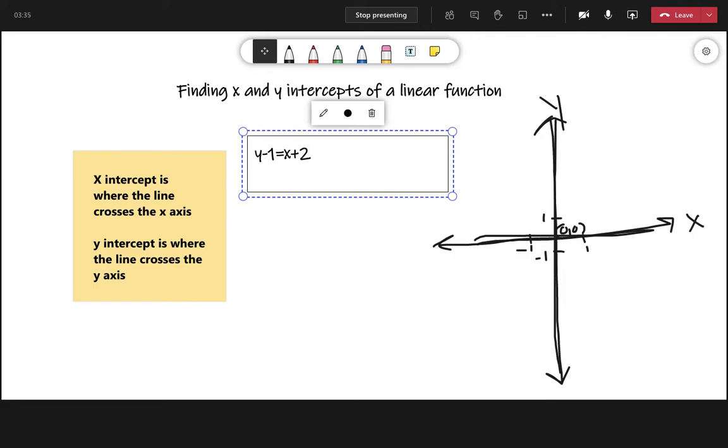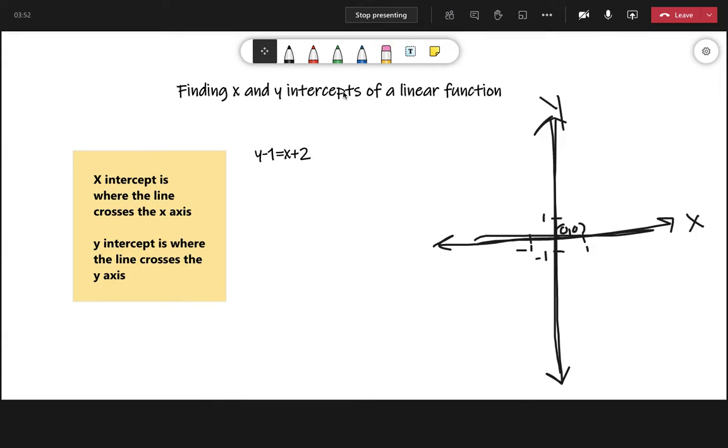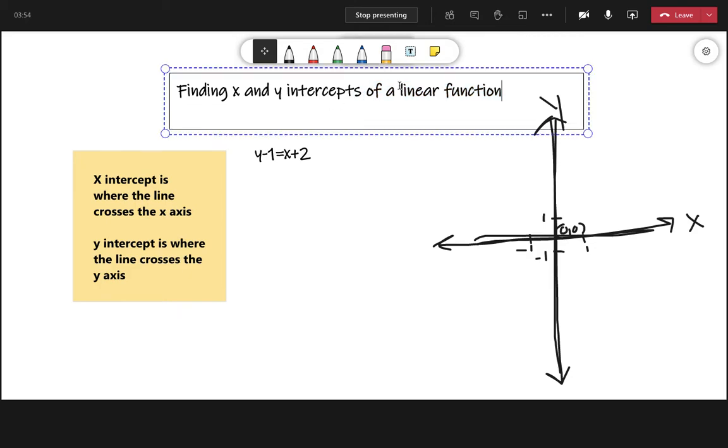And just a quick reminder, a linear function has one y to the first power and x to the first power. If it has either of those to a different power, it is not a linear function, and linear functions always create straight lines. So we're going to start here. Now the first thing we're going to do is find the x-intercept.